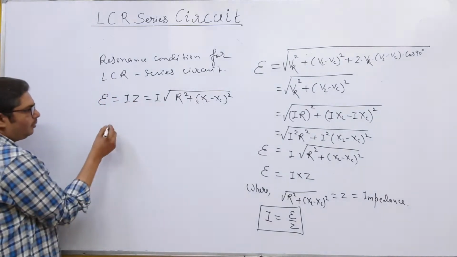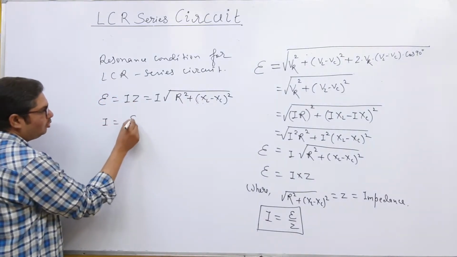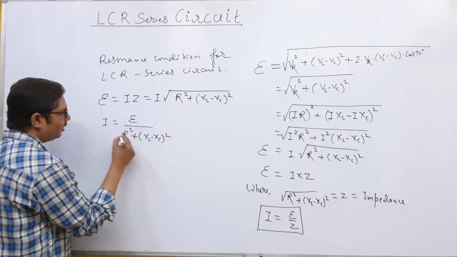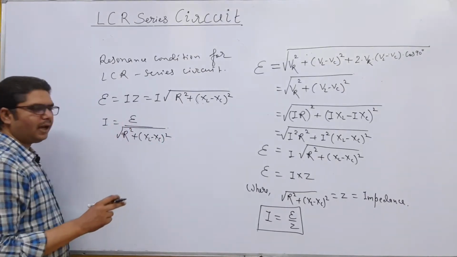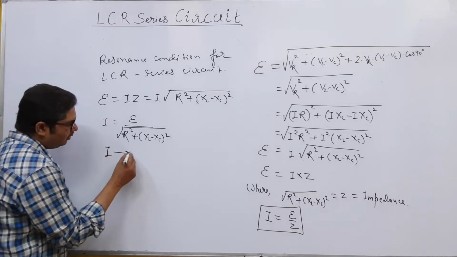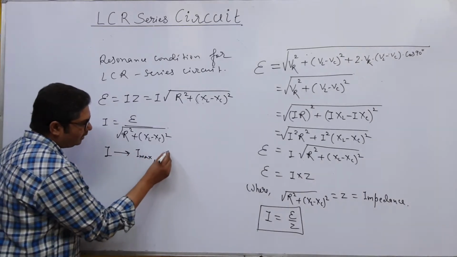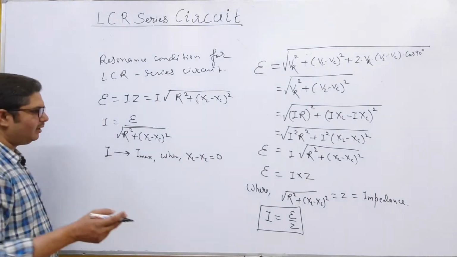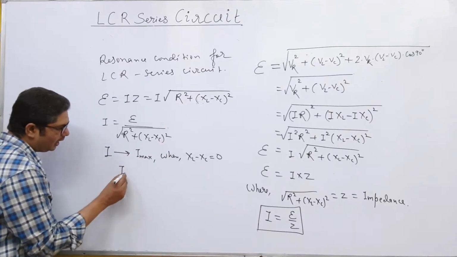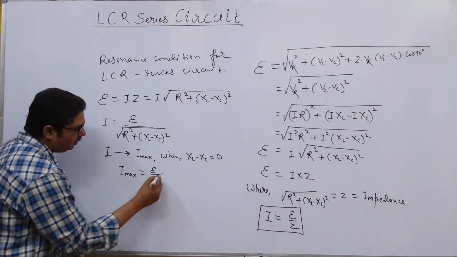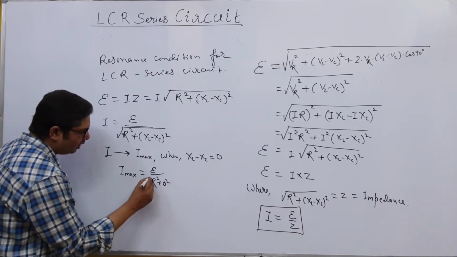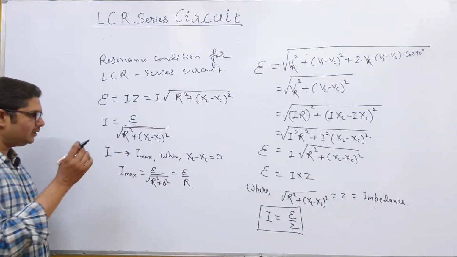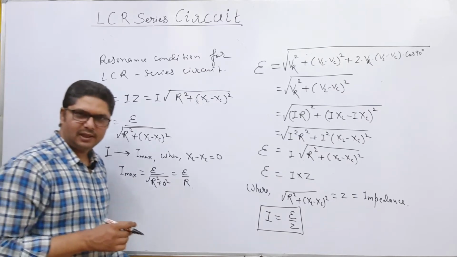Now from here you can say that I is equal to E upon the square root of R square plus (XL minus XC) whole square. Now I becomes maximum, I max, when XL minus XC equals 0. When XL minus XC equals 0, then I max is equal to E by the square root of R square plus 0 square. This is E by R. This is said to be the resonance condition of the LCR series circuit.